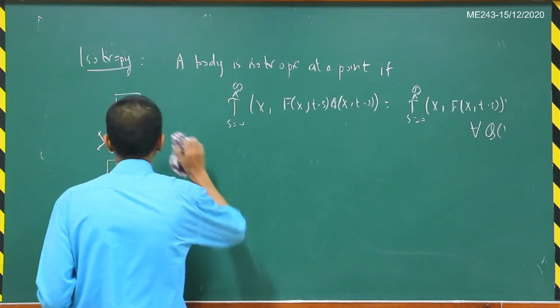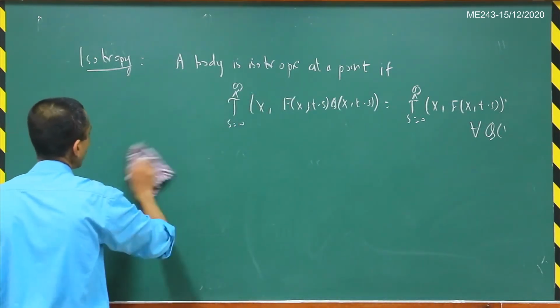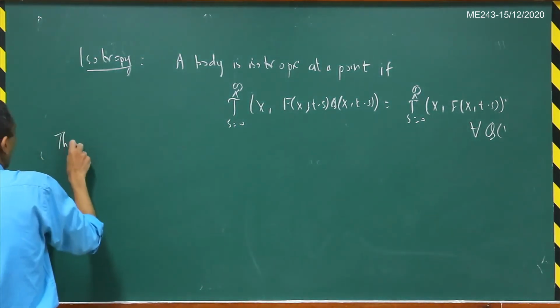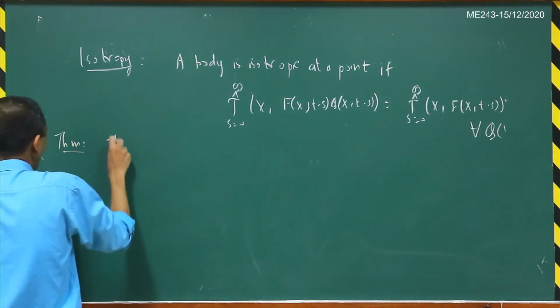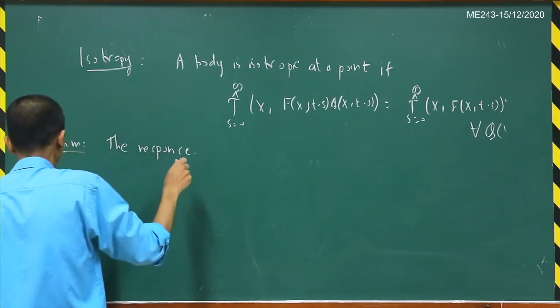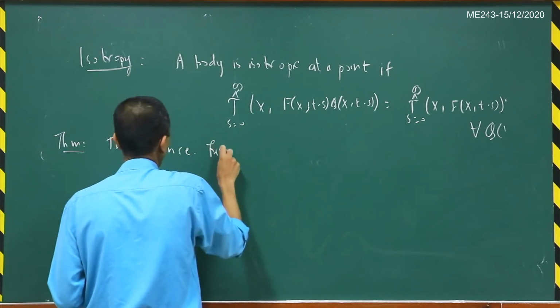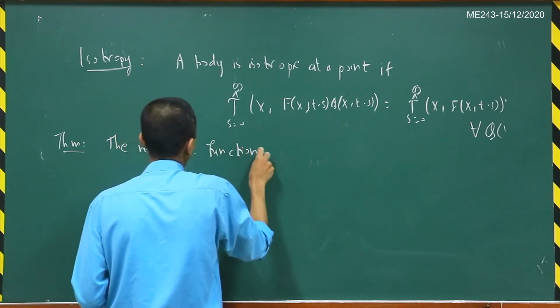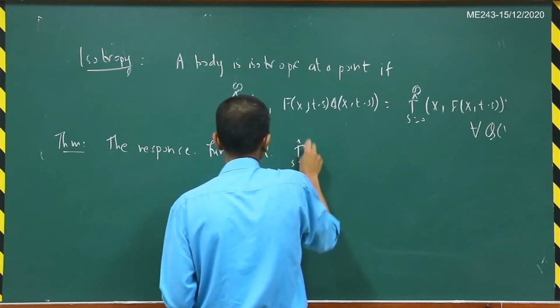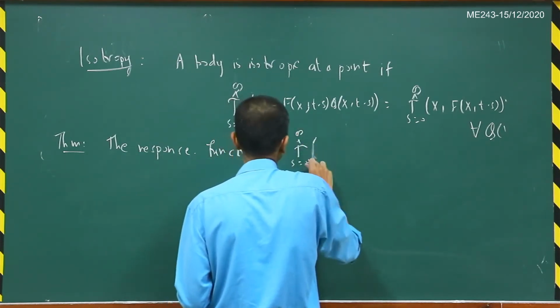So let us now prove the following theorem. The response functional tau hat of s equal to 0 to infinity is isotropic.